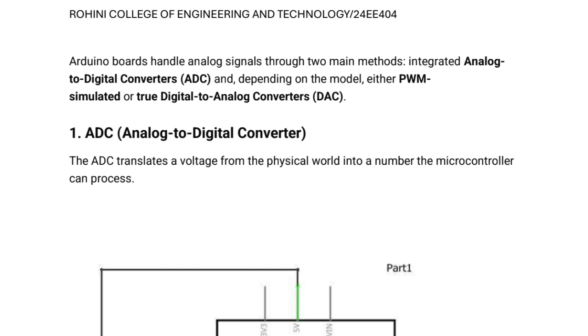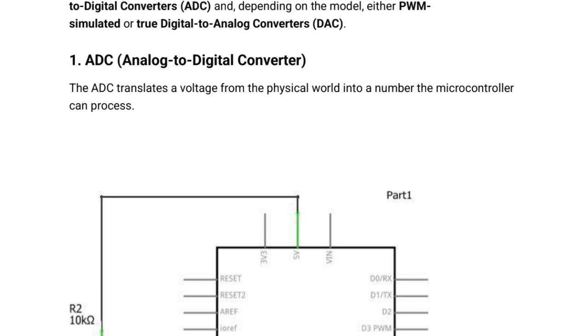The Arduino boards handle analog signals through two main methods. The first is that we can integrate analog to digital converters, depending on the model. Otherwise, we can use pulse width modulation as a simulated, or a true, digital to analog converter. The first thing is the analog to digital converter.